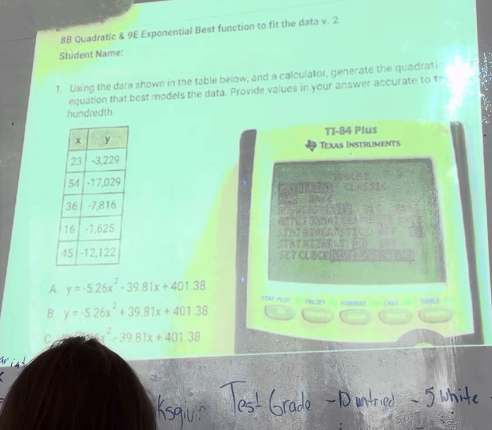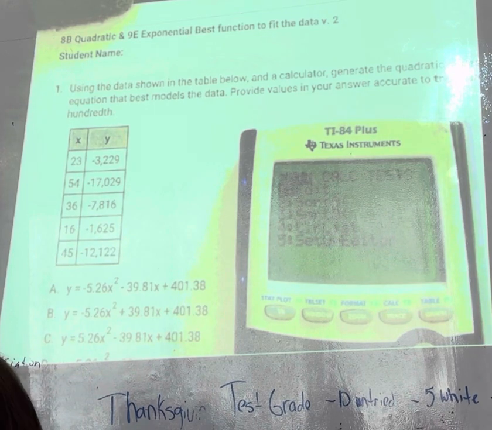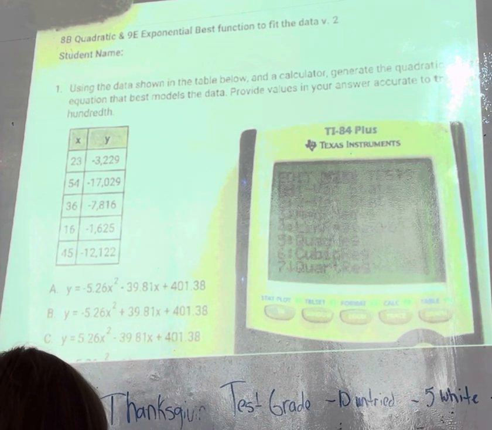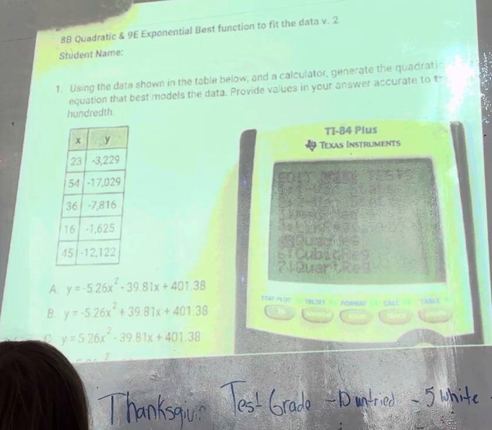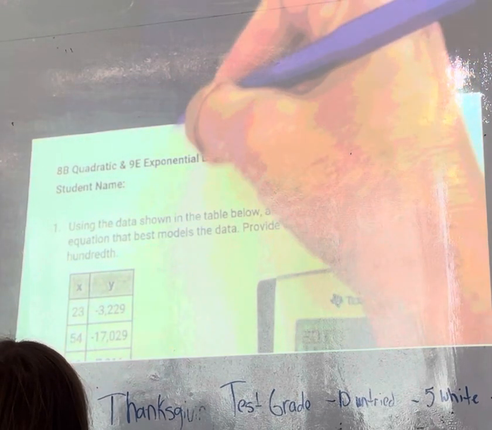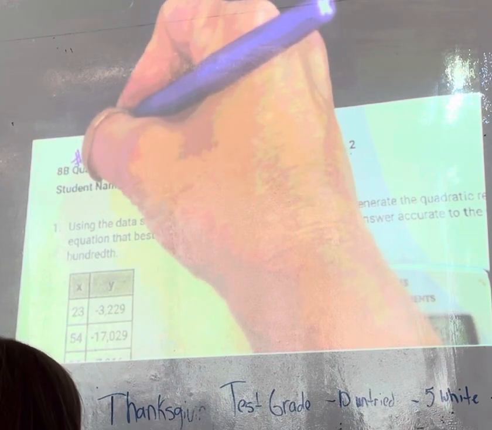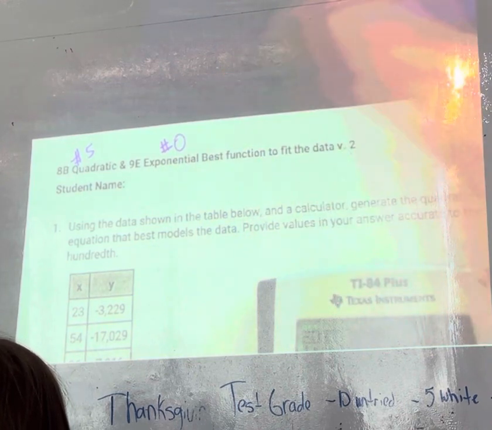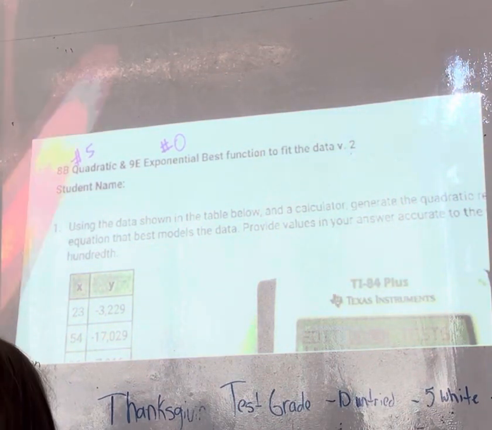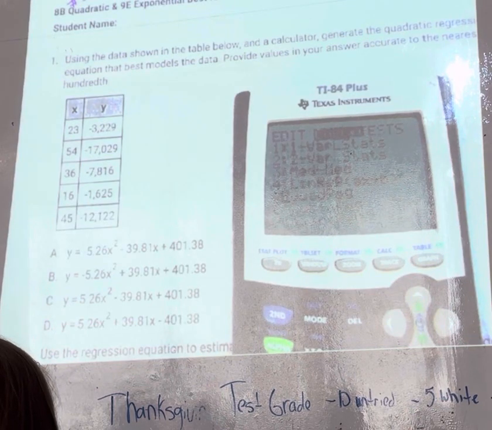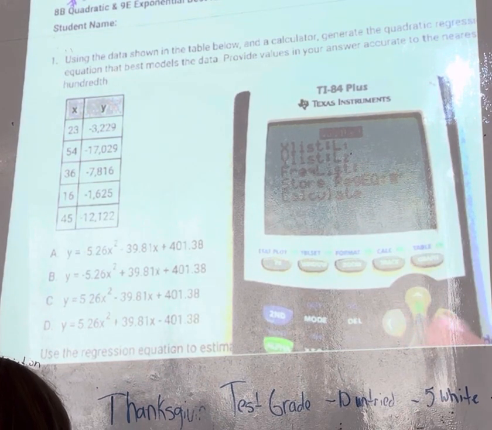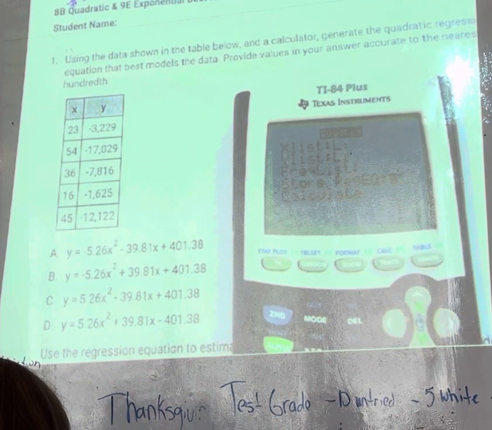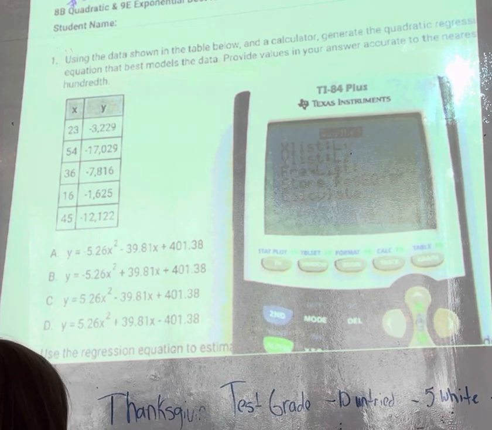Okay, so now we're going to go stat calculate. Don't click through quickly, I'm going to show you something else. Number 5 is quadratic. Again, don't click through, wait for me. And number 0 after 9 is exponential. So 4 was linear. Now we're going to quadratic, and after where it says store regression equation, RegEQ, go to VARS, V-A-R-S, it's next to clear.